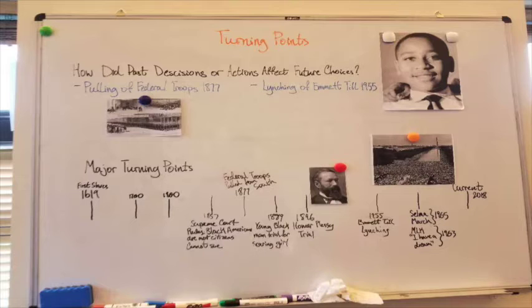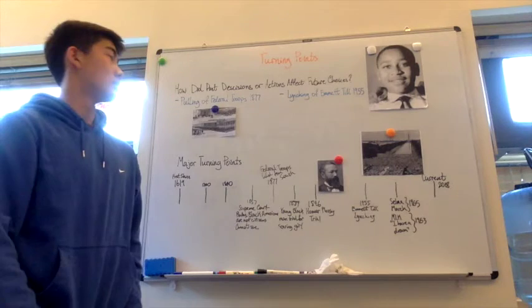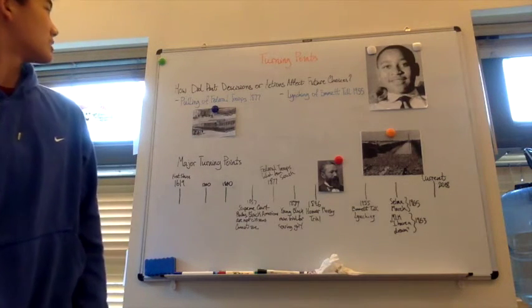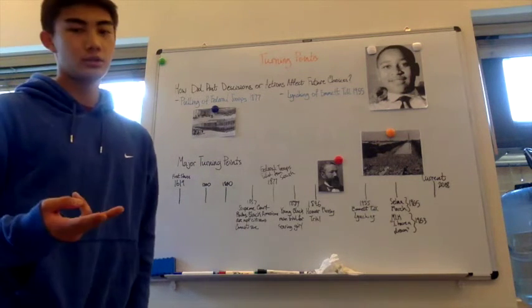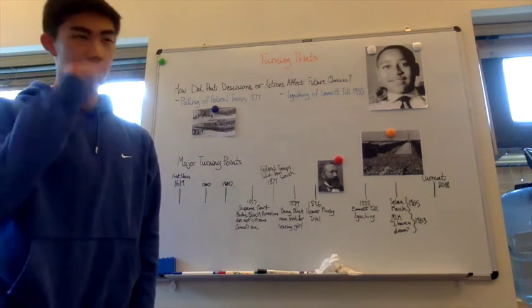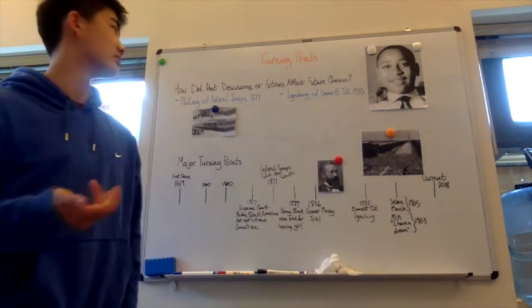So for turning points, my first question is how did past decisions or actions affect future choices? I have two main questions which talk about my topic of racial injustice from the past.